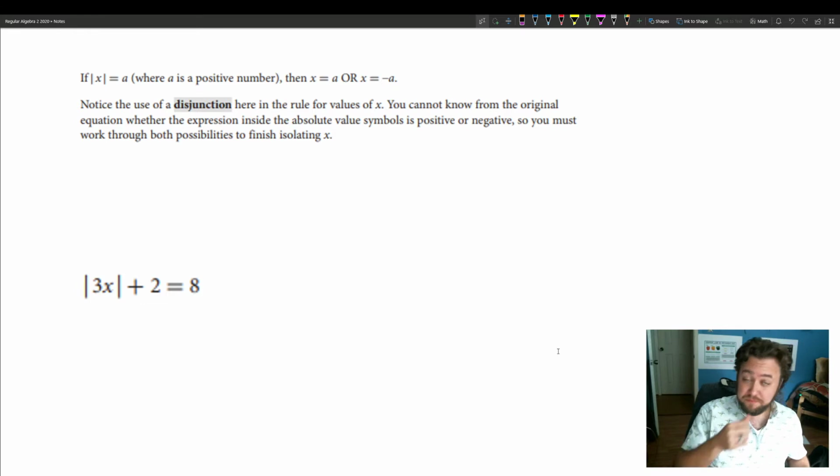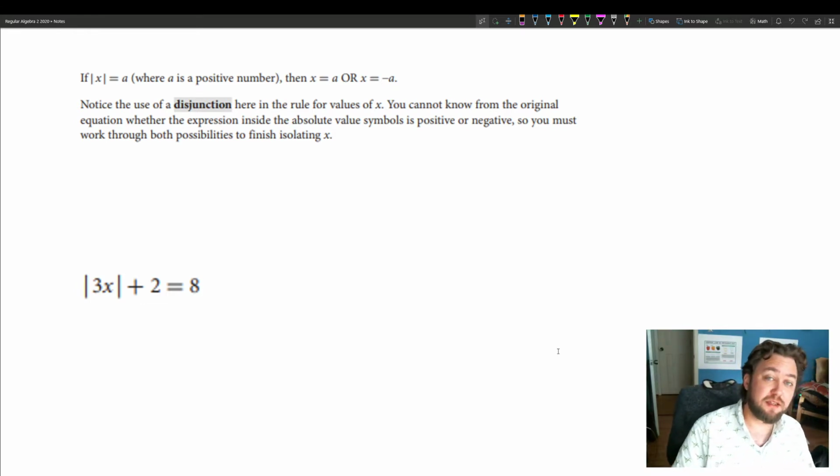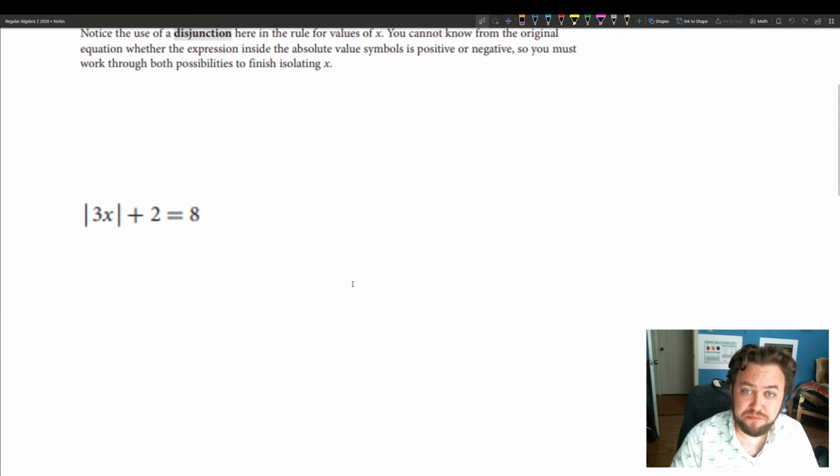So because of that, we have to do a little bit of calculating. We have to try both possibilities and see what comes out. We're going to show this in a couple of different ways. Let's try this first example.